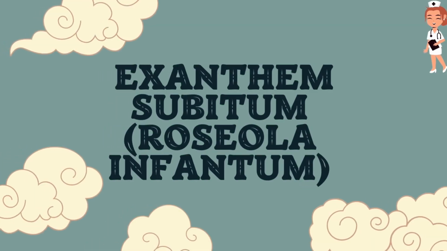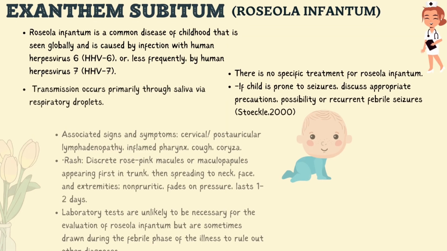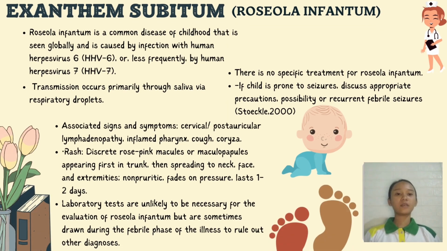Exanthem subitum or Roseola infantum. I'm going to discuss Exanthem subitum or Roseola infantum. Roseola infantum is a common disease of childhood that is seen globally and is caused by infection with human herpesvirus 6 or HHV-6, or less frequently by human herpesvirus 7 or HHV-7. Transmission occurs primarily through saliva via respiratory droplets, or the droplets that come from our mouth.